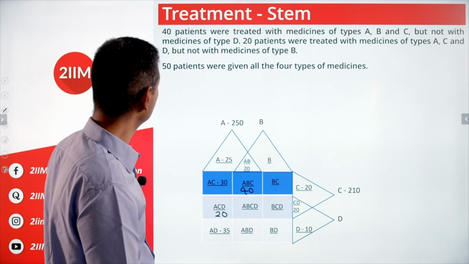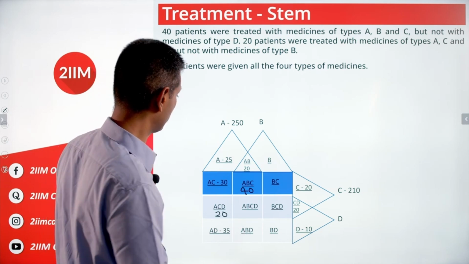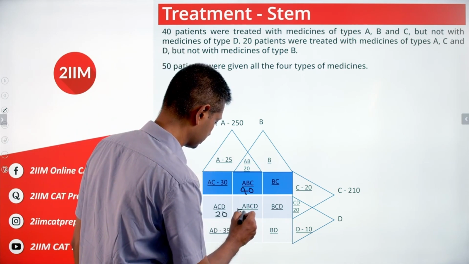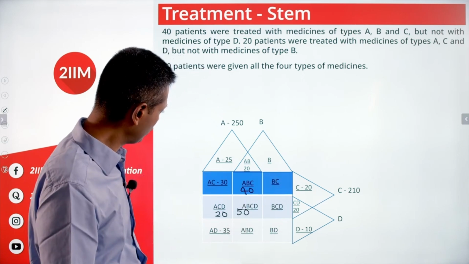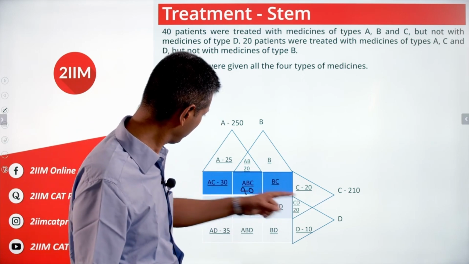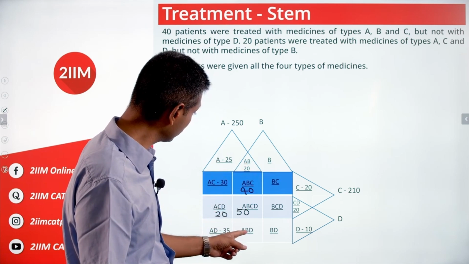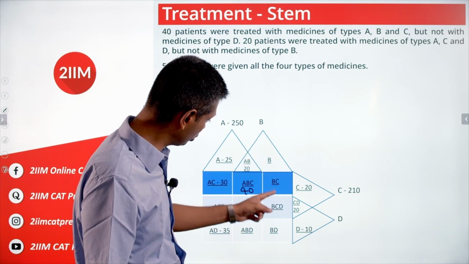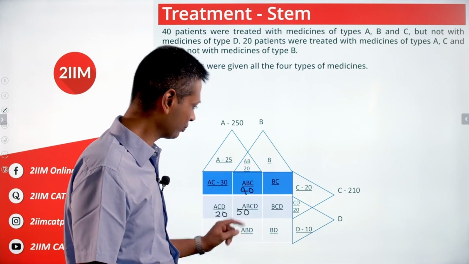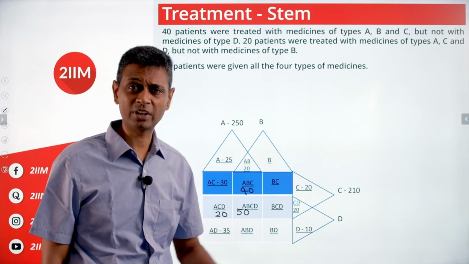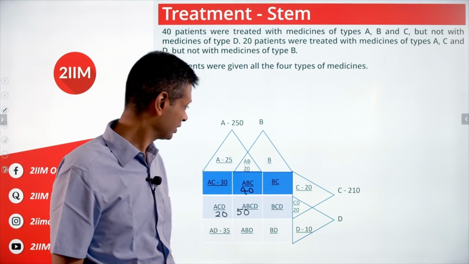Let's go ahead. 50 were given all 4 types of medicines. 50. And so we filled quite a few. So this is 250, this is 210. We filled almost everything here. Then there are only about 1, 2, 3, 4, 5 that are remaining. Even in this 5, we know the total is 500. So if we get 4, we can get the 5th one.